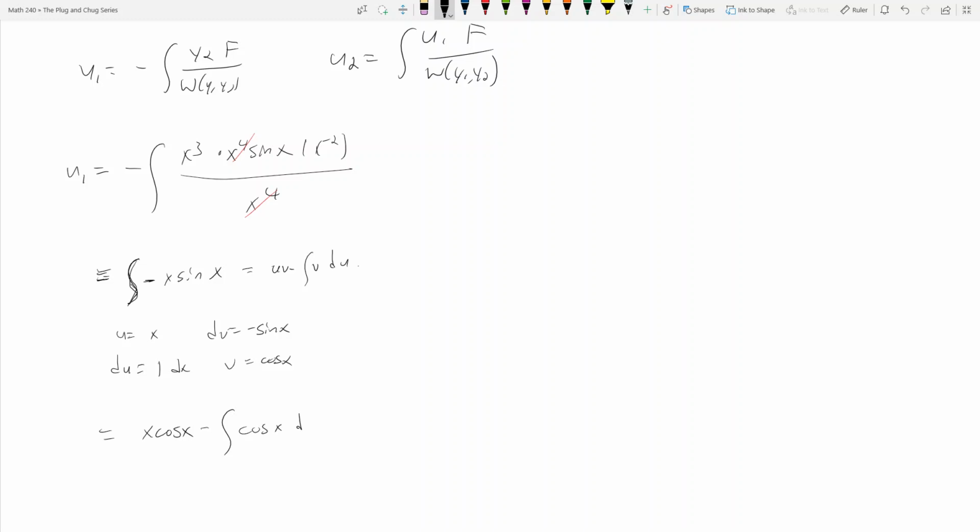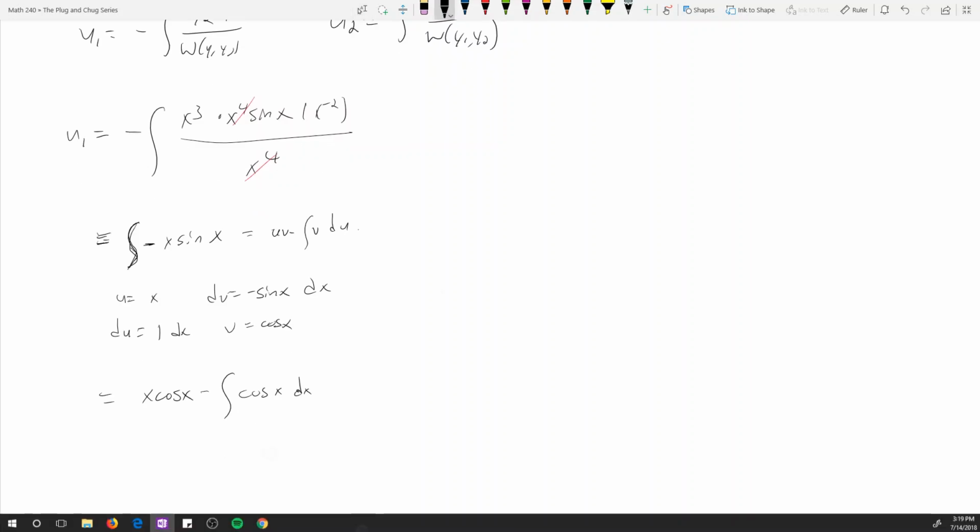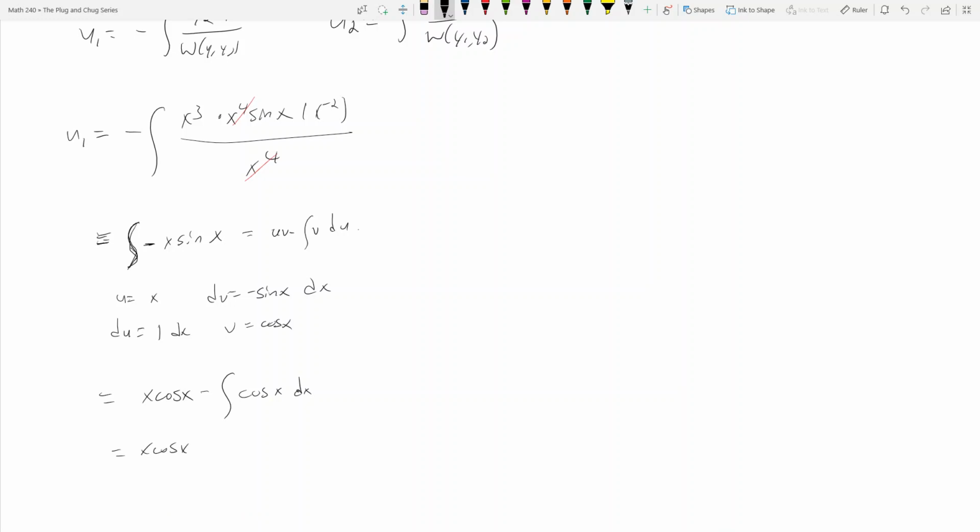So this is 1 dx. Okay, so that's sine x dx. Alrighty, and so we know what the integral of cosine is. It's sine, so this becomes x cosine x minus sine x is u1.